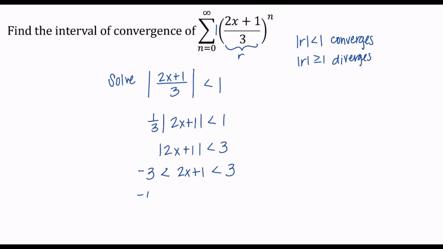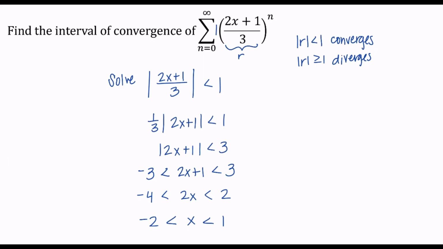So we'll have negative 4 is less than 2x is less than 2. And then we'll divide everything by 2. So we'll have negative 2 is less than x is less than 1. And we don't need to check the endpoints.